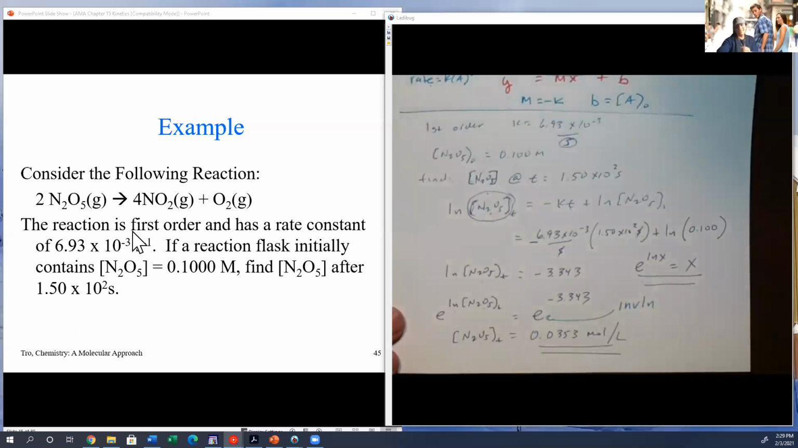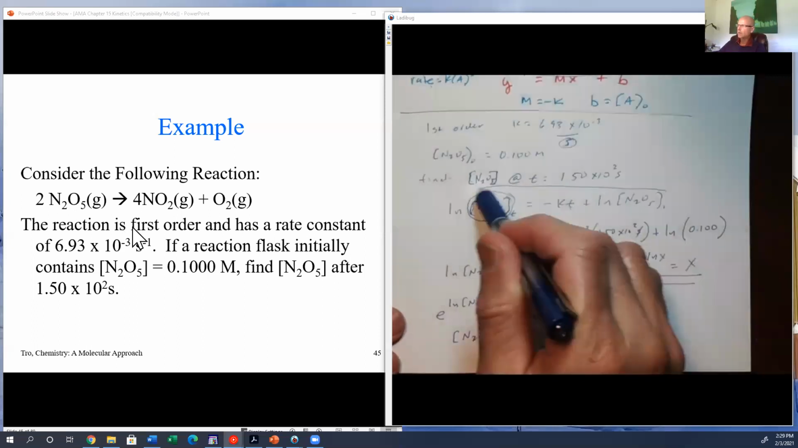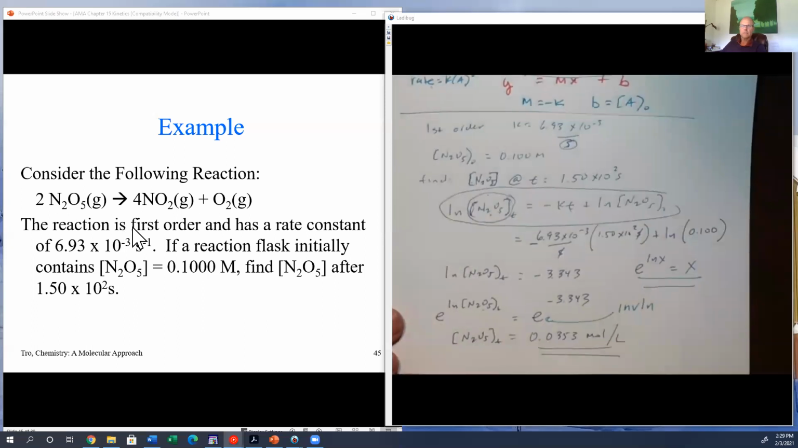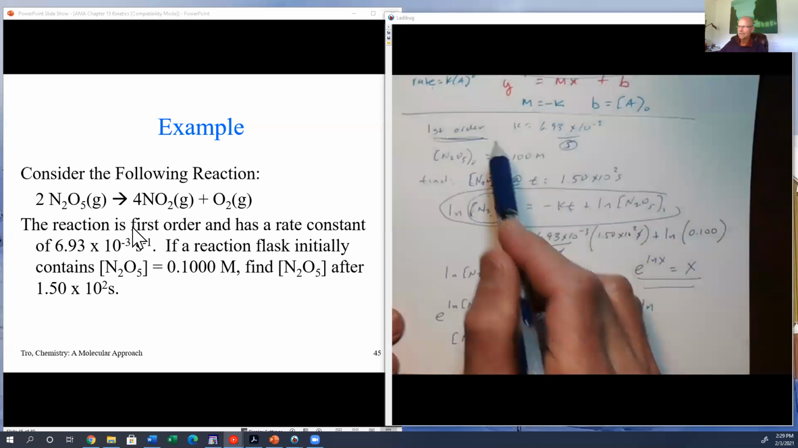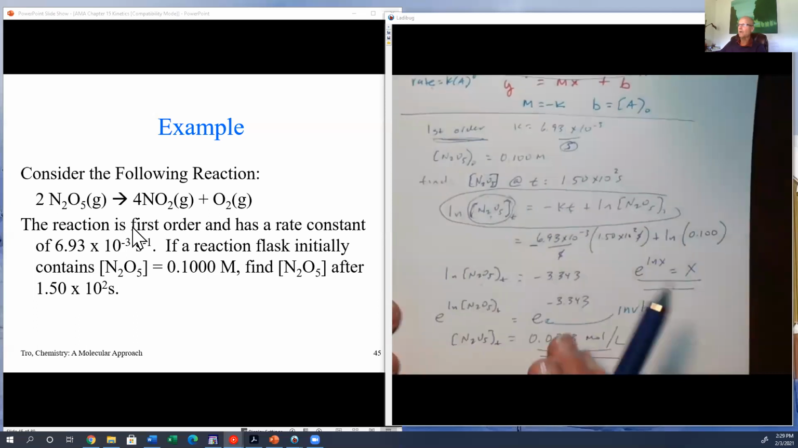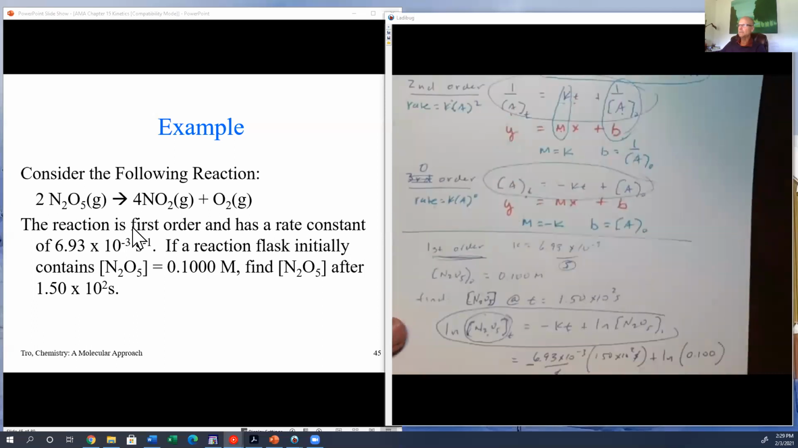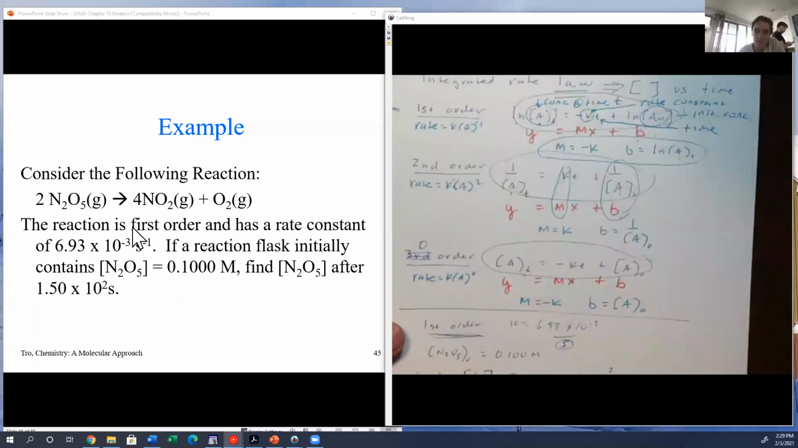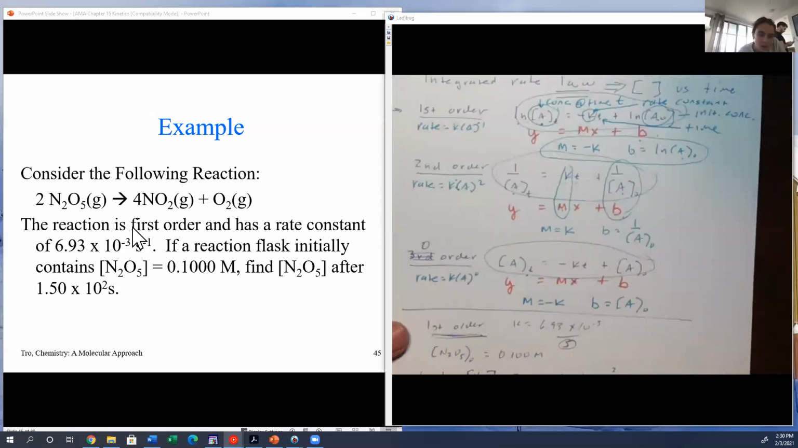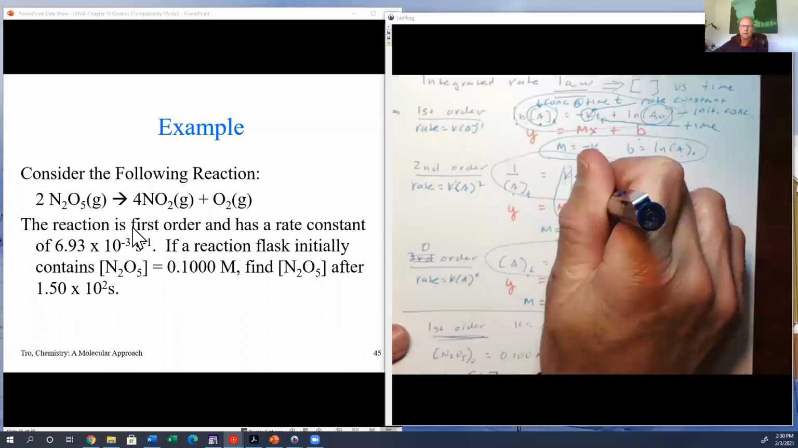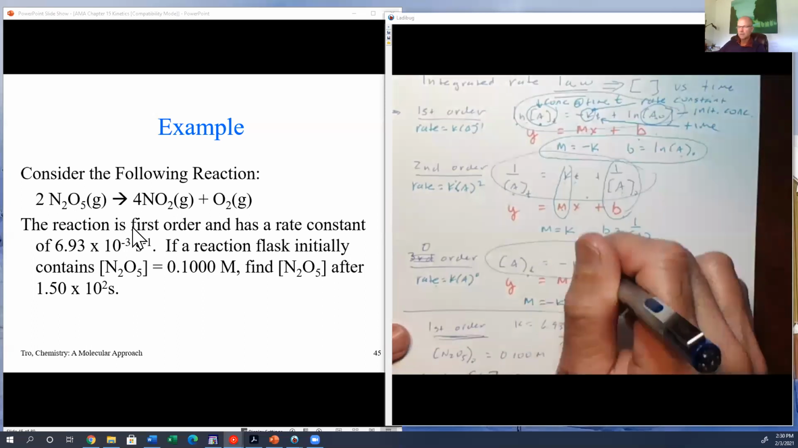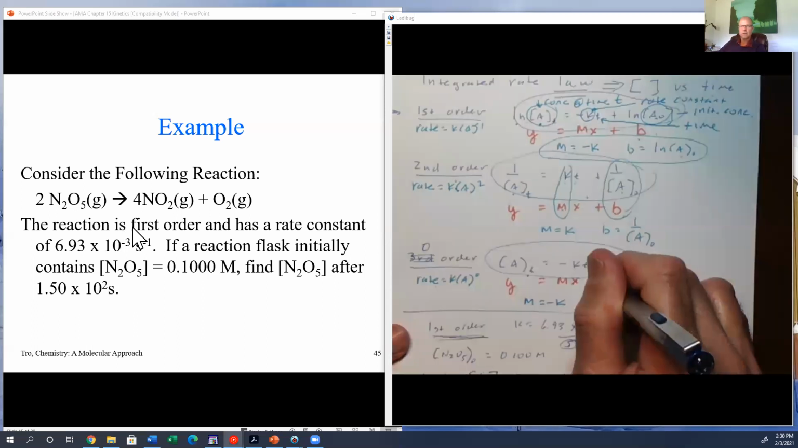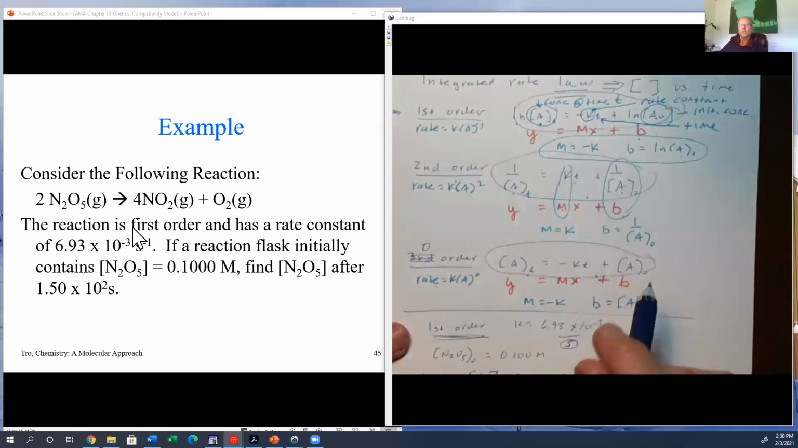Now, notice I use the first order integrated rate law here, right? What if the reaction had been second order? The problem would be identical in every way except for what? The equation. I'd use the second order equation for a second order, and of course, if it was zero order, I'd use the zero order equation. So it's just a different equation depending on the order of the reaction.